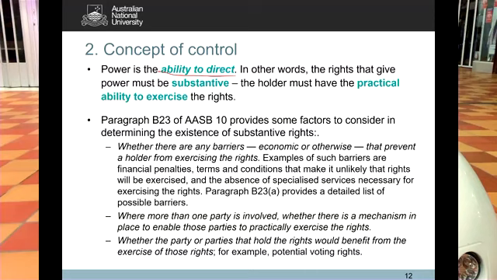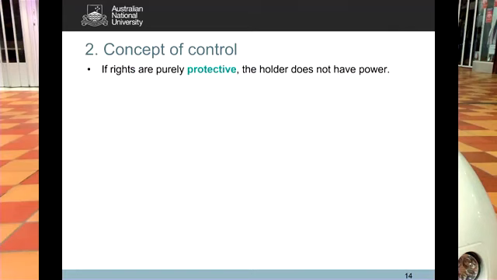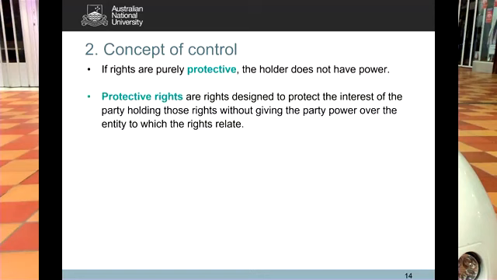Let's say you have one party, but there are some other agreements you have to agree with before you can exercise rights, then your right may not be practical. Those might be the cases which don't give you the substantive rights. Another case that doesn't give you the substantive rights would be the protective rights. If the rights are purely protective, the holder doesn't hold the power.